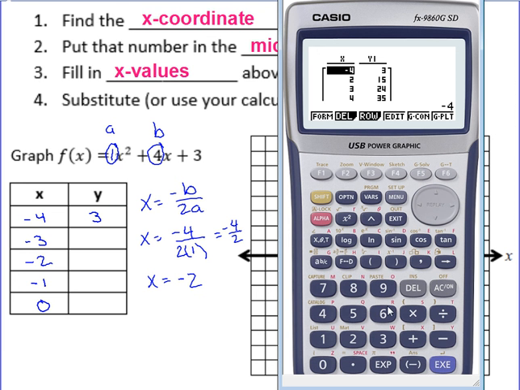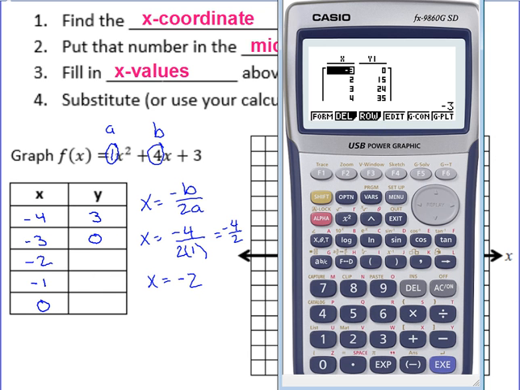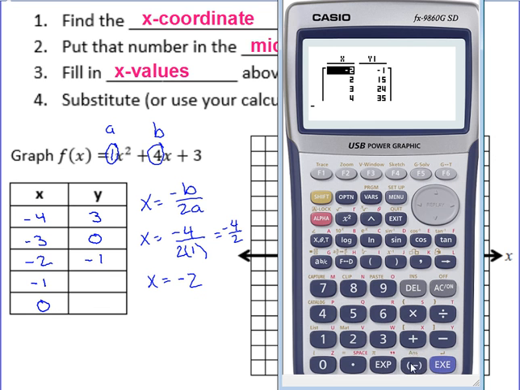Then, when x is negative 3, so I'm going to type in negative 3, press enter. It tells me that y is 0. So every time I'm just looking at the y value that it gives me. So y is 0. When x is negative 2, y is negative 1. When x is negative 1, y is 0.